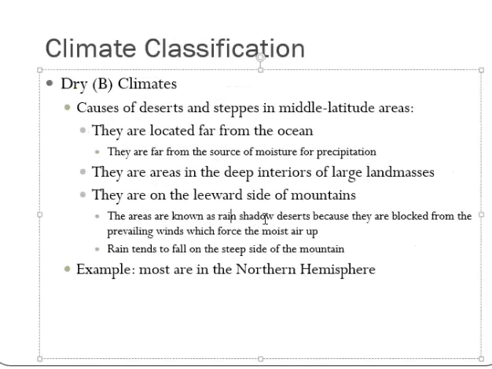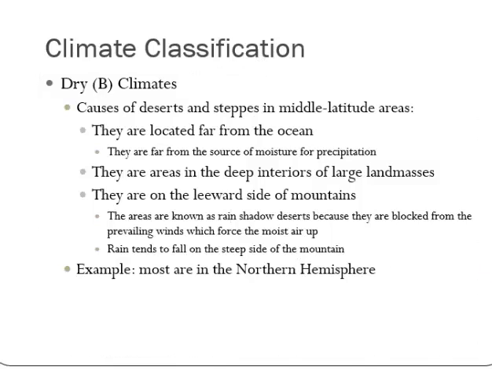And these areas are known as rain shadow deserts because they're blocked by the mountain from the rain. Most are in the northern hemisphere. Examples would be a lot of the middle part of the United States, places in the Midwest where you have grassland. They're relatively dry, not as dry as deserts, obviously, but still drier than other areas, like where you have rainforests and things like that.